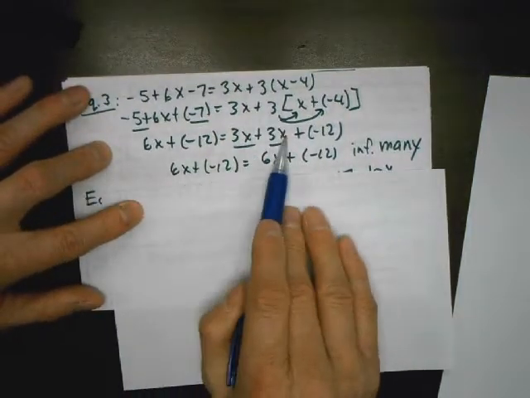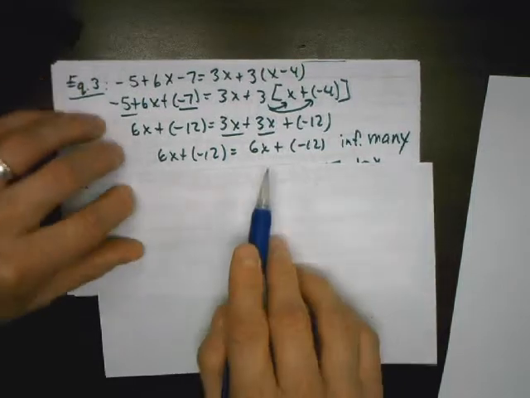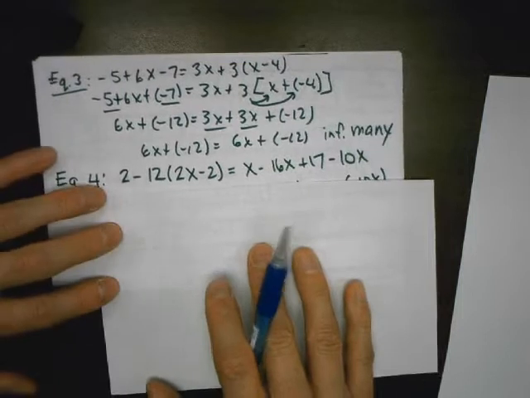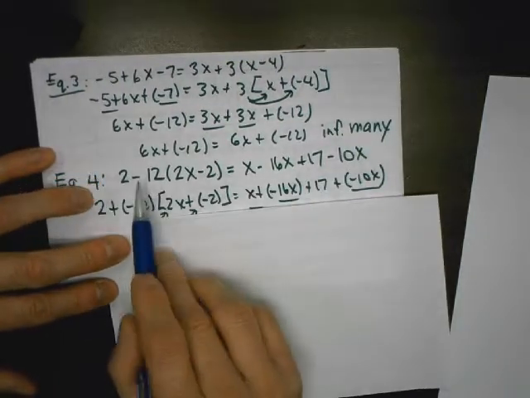This side over here, 3x plus 3x is 6x. Simplified, I have the same coefficients. I have the same constants. That's infinitely many solutions.